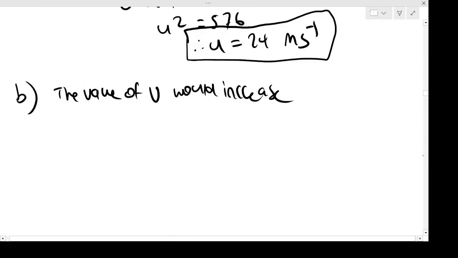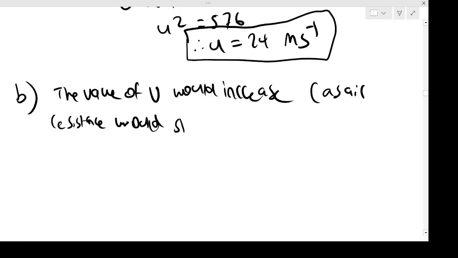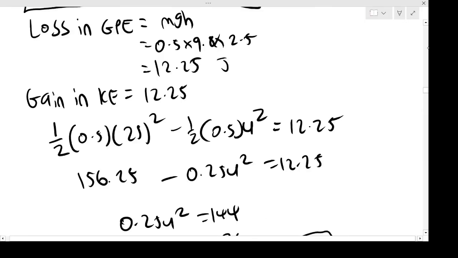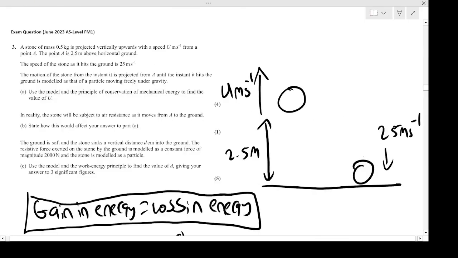That's really all they're looking for. You could say that air resistance would slow you down and require energy to overcome. And so there we are. Quite a weird question. You get those in normal maths as well, but that's the idea.